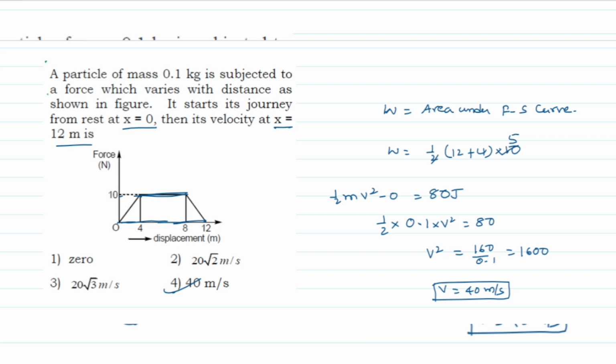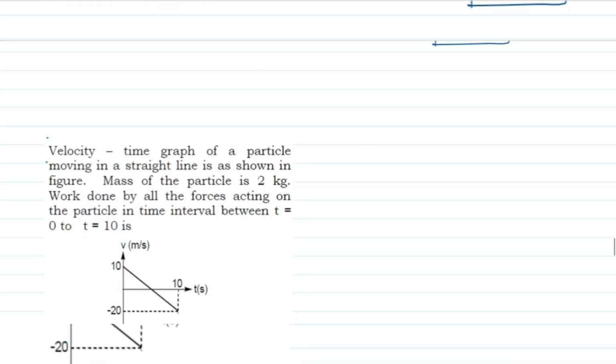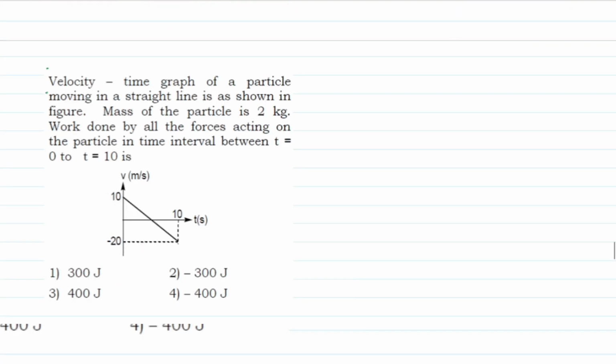It starts its journey at x equal to 0, meaning the initial velocity you also have to consider as 0 at x equal to 0. So work done is nothing but the change in kinetic energy of the system. So the final velocity at x equal to 12 meters you are getting as 40 meter per second. Let us see the next question.